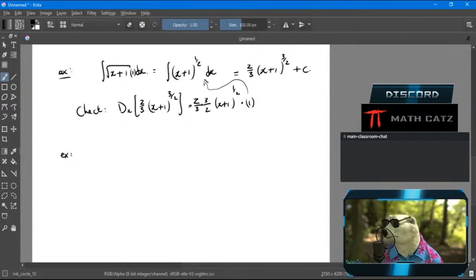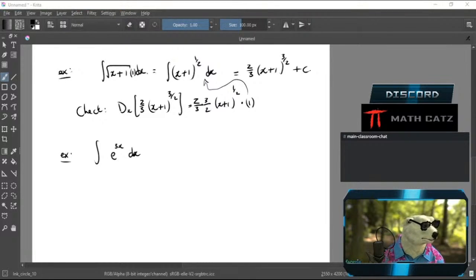Now, I could also have a function of a function hide in an exponential function. Now, we've seen this one before, but technically we are in the reverse chain rule situation. So how is this one different? Well, it is and it isn't.